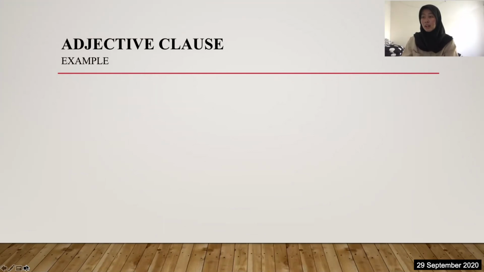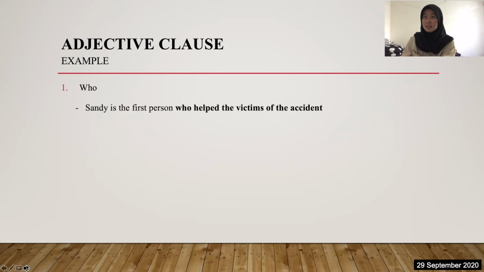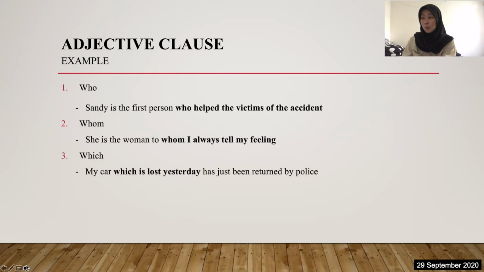Examples of adjective clauses. Who? Sandy is the first person who helped the victims of the accident. Who in this sentence describes Sandy as a person that helps the victims of the accident. Whom? She is the woman to whom I always tell my feelings. Which? My car, which was lost yesterday, has just been returned by the police. That? There is the mountain that we are going to climb.